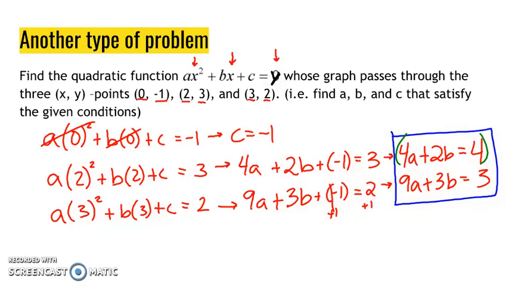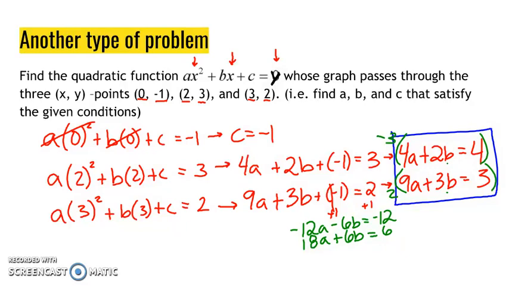I'm going to take this one here times a -3, and I'm going to take my bottom one times a 2. Okay, so I'm trying to eliminate my b's here, and I just took them times each other, okay, and made one of them negative. So when I do that, I end up with -12a minus 6b equals -12, and 2 times 9 gives me 18a. 2 times 3 gives me plus 6b equals 2 times 3 is 6.